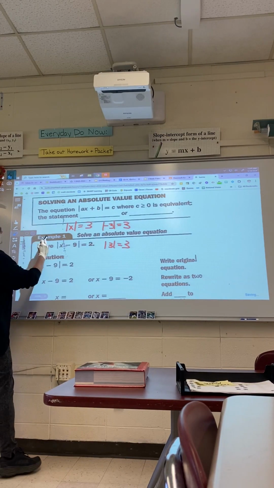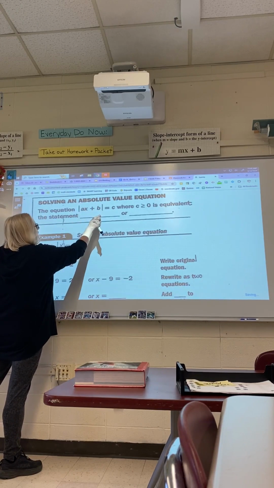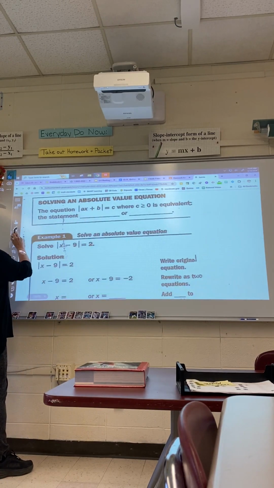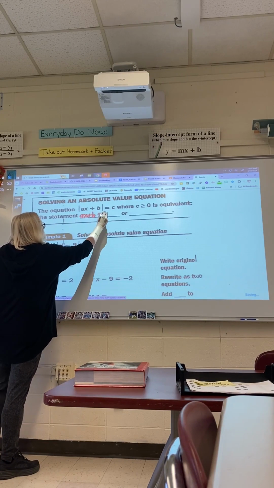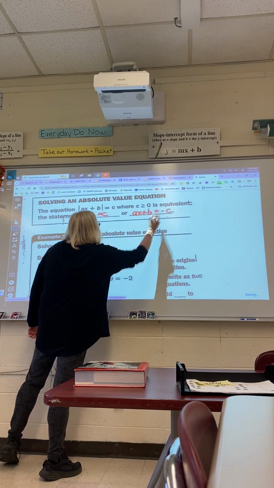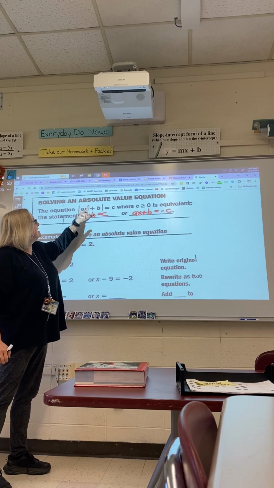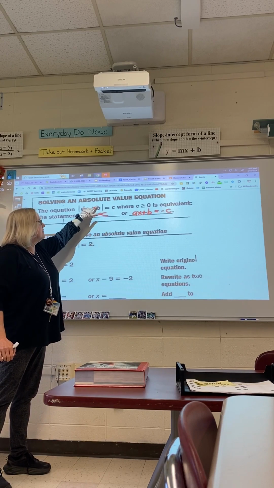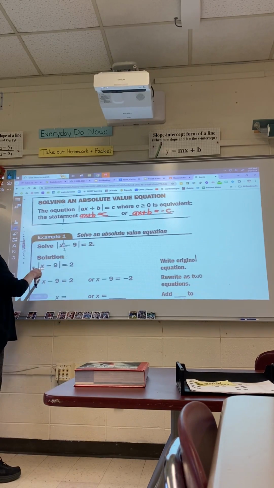So when we have absolute value equations, whatever is inside the absolute value, when c is greater than or equal to 0, this is always going to either equal c, or it's going to equal -c. Because the absolute value of -c would be c, and the absolute value of c is c. So let's see how this works in this equation.